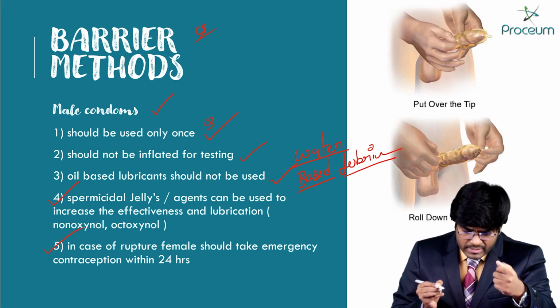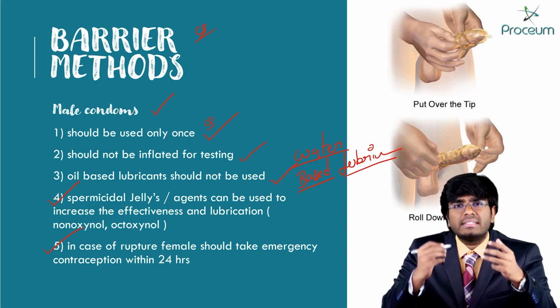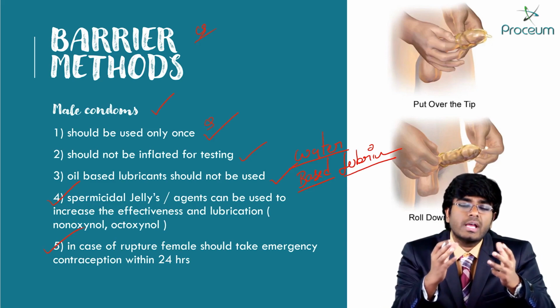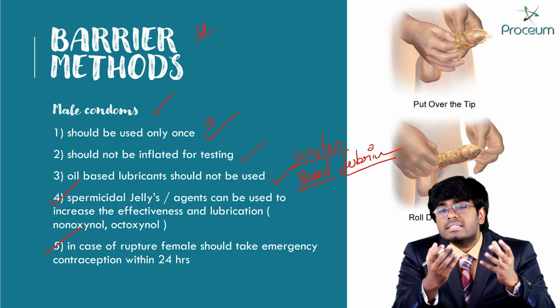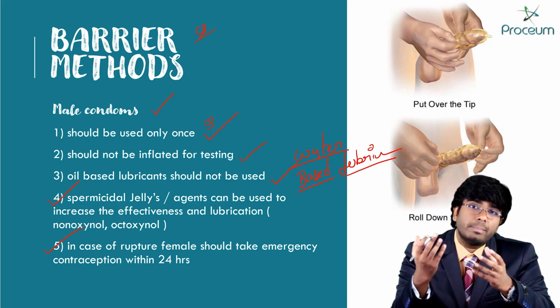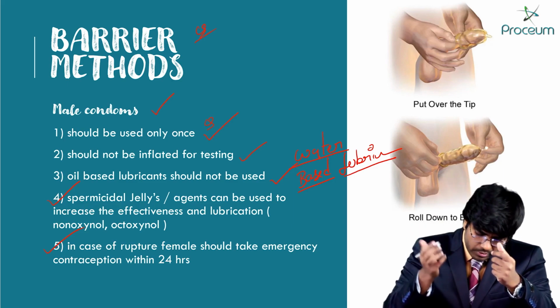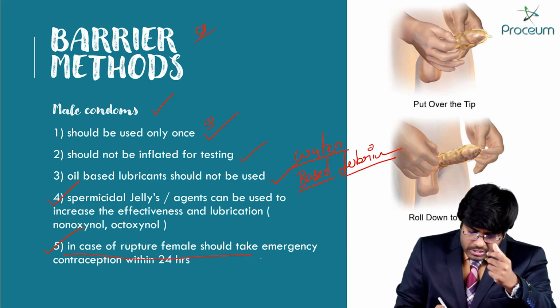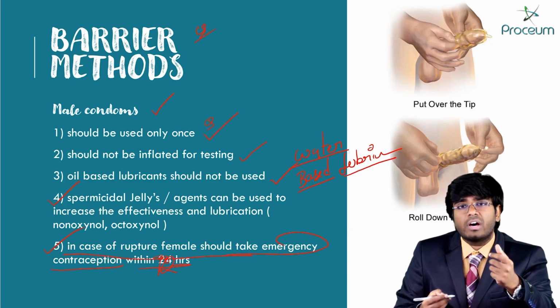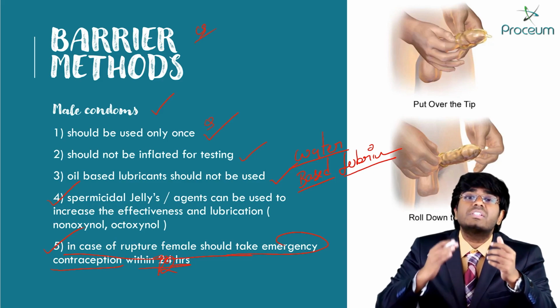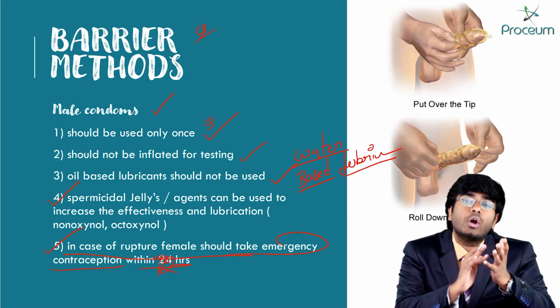Now, what if the condom is ruptured, or what if the condom has slipped? There is a chance that the female can become pregnant. So what to do now? In the case of rupture, she should take emergency contraception within the next 72 hours, or as fast as possible.